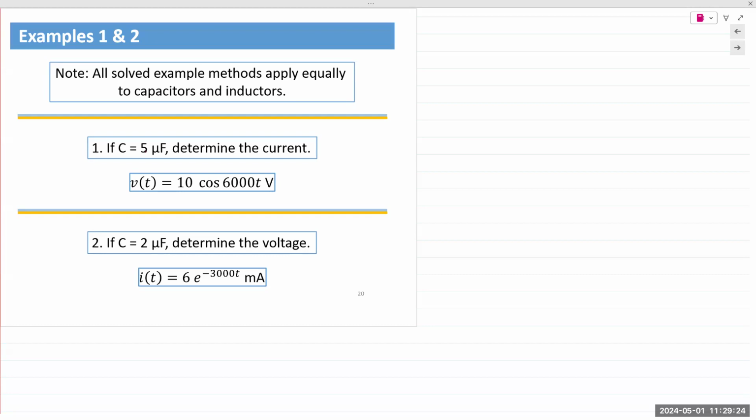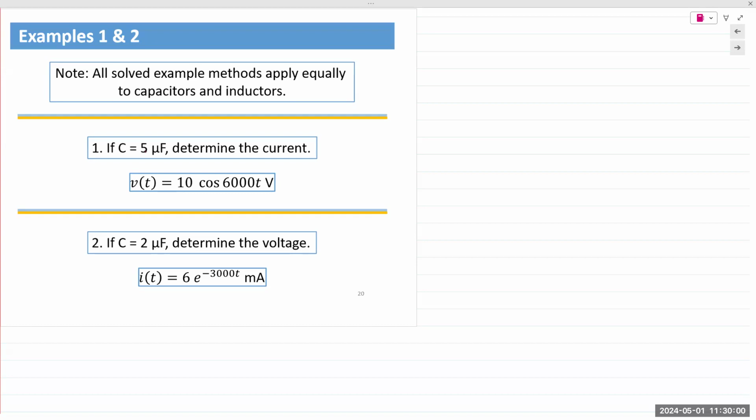All of these examples can apply equally to an inductor and a capacitor. If the quantities are flipped, for an inductor, if you're given the current, you take the derivative to find the voltage. And if you're given the voltage, you integrate it to find the inductor current. So all examples apply equally to capacitors and inductors. And once we solve the first one, I'll point out how the same example can be used for an inductor also.